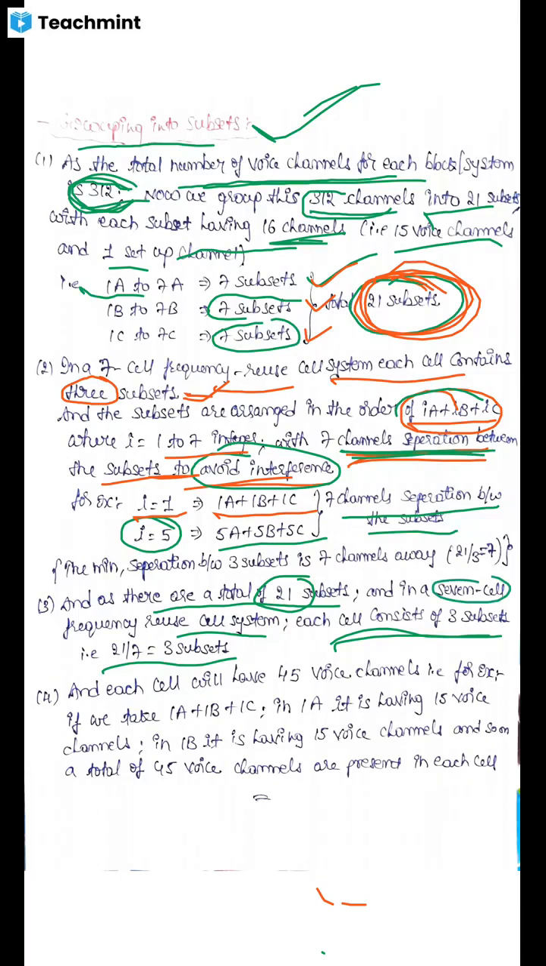Now the last point is, each cell will have 45 voice channels. How do we get 45 voice channels? I had already told you that each cell consists of 3 subsets.